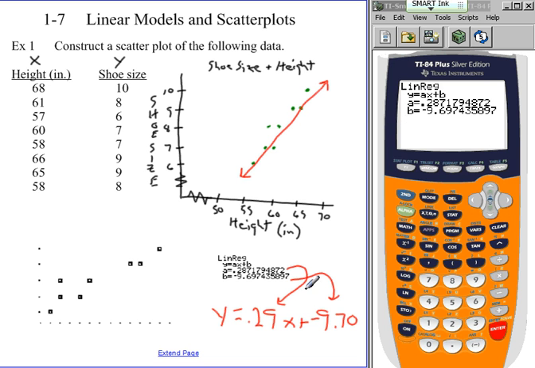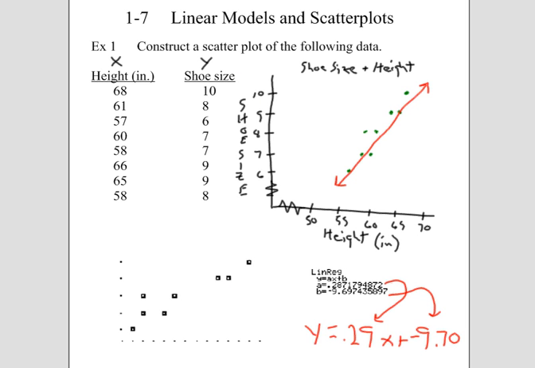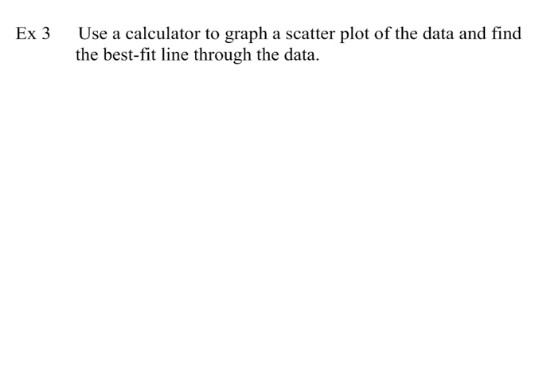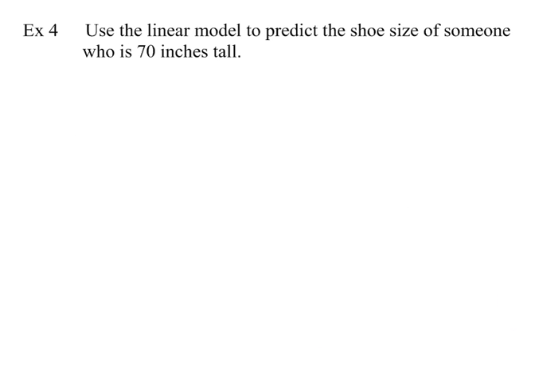Okay, so now that we've done that, I'm going to put my calculator aside, and let's go to, so we took care of this. Let's go to this 4th and final example. Use the linear model to predict the shoe size of someone who is 70 inches tall. Well, here's the model we had. y equals 0.29x plus negative 9.7. Now y stood for the, let's see, what was that, shoe size?